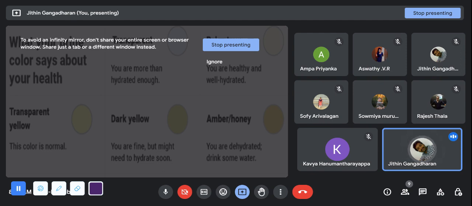How to attain this pale straw? Drinking 2 to 3 liters of water per day will give you pale straw colored urine. Then the dark yellow urine: it is fine, but you have to hydrate more because the urine has been converted into a dark colored urine. If it is amber or honey colored urine, you are dehydrated and you have to drink some water. So this is the urine status in which you can see the changes in hydration status. Just take the screenshot, guys.